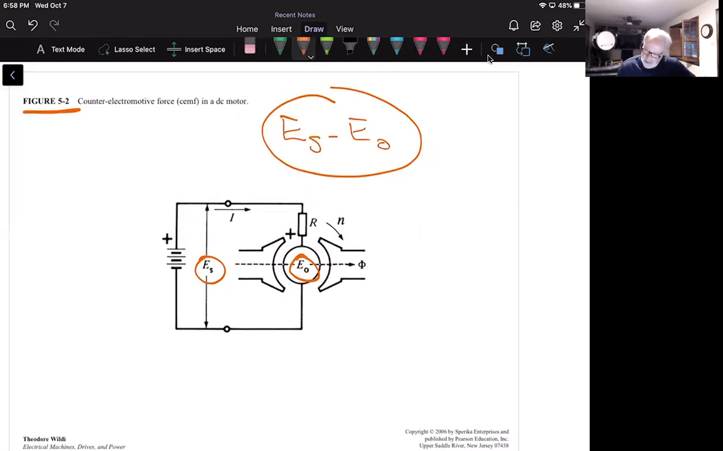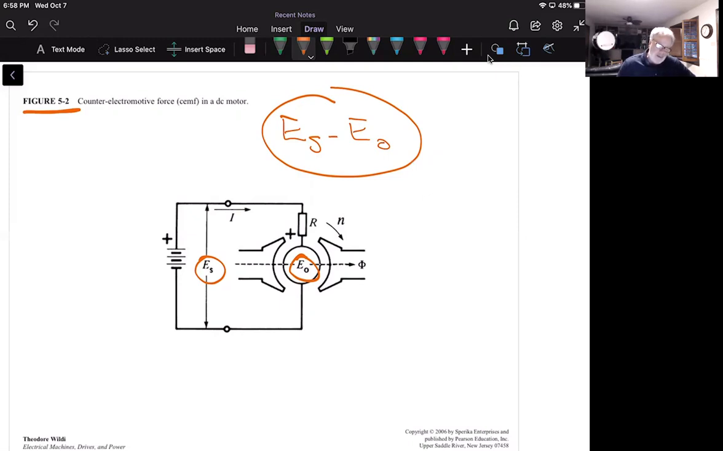We're going to work with this portion of what's going on. And notice again that the source voltage is opposing the armature voltage, or you could say that the armature voltage is opposing the source voltage, whichever way you want to term that. But you see that they are opposing because the polarities are the same.